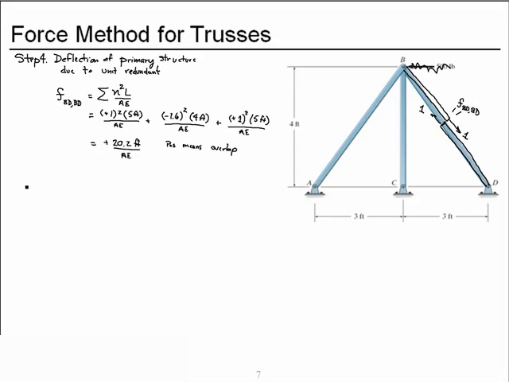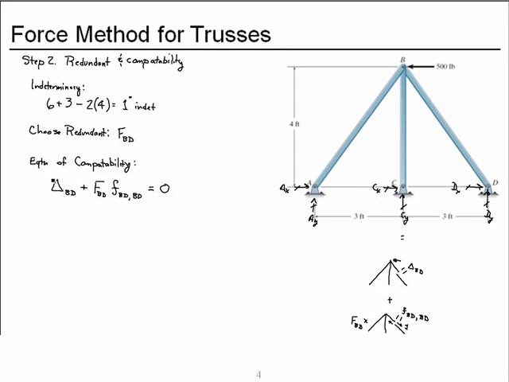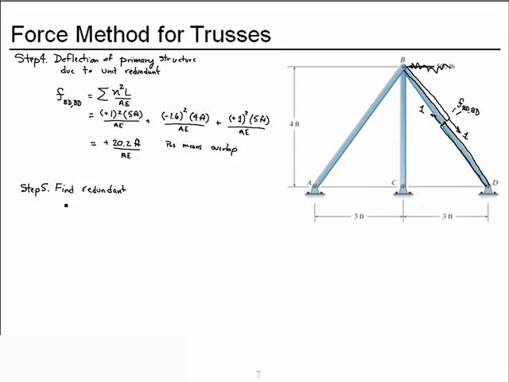Now we're ready for step 5, which is to find the redundant. Our equation of compatibility we had written as the gap in member BD plus the unknown force in member BD times the flexibility coefficient equals 0.